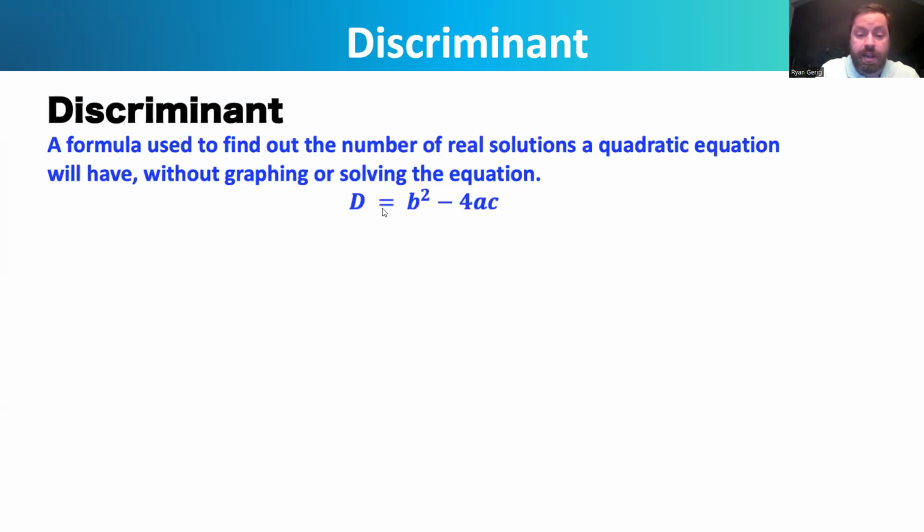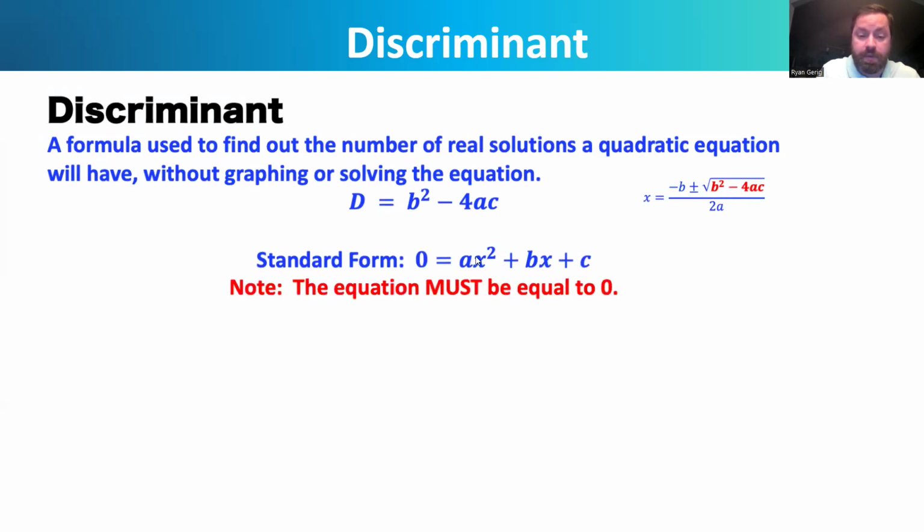Now, the discriminant is b squared minus 4ac. That's the formula. Now, that should look familiar to you. If you've been paying attention to the first two lessons of this week, you've seen that expression inside the radical in the quadratic formula. And yes, it is tied to that. Okay, so again, a, b, and c come from standard form. The equation must be equal to 0 still, just like it did in the quadratic formula.